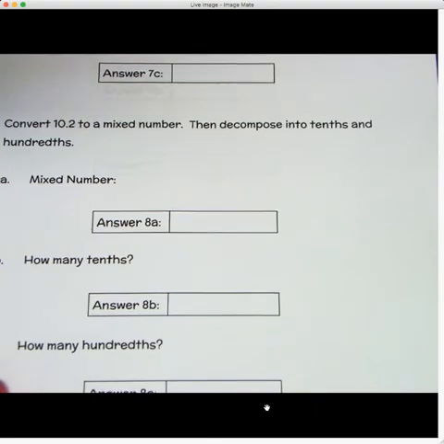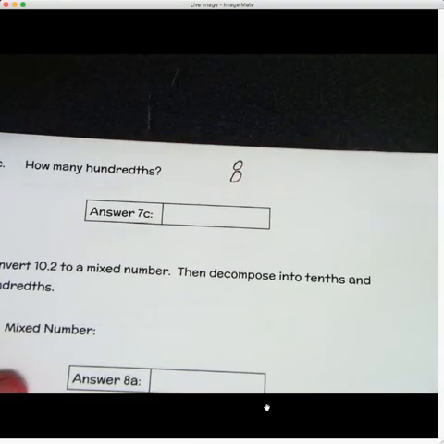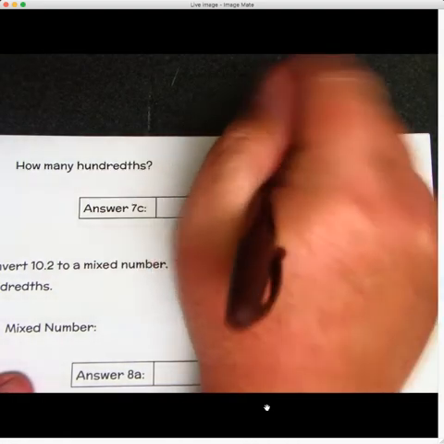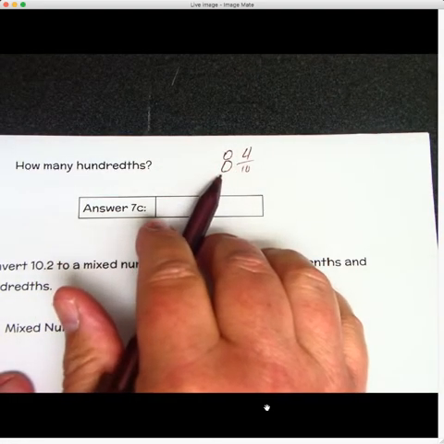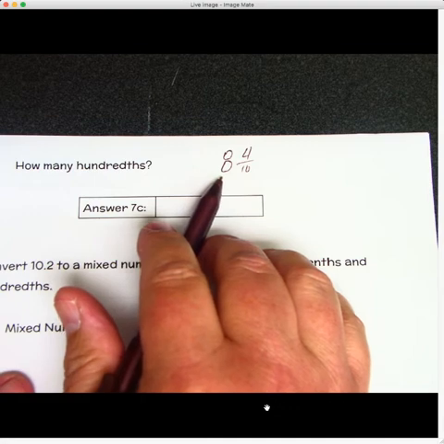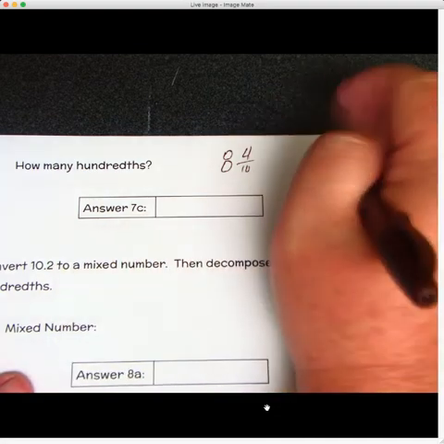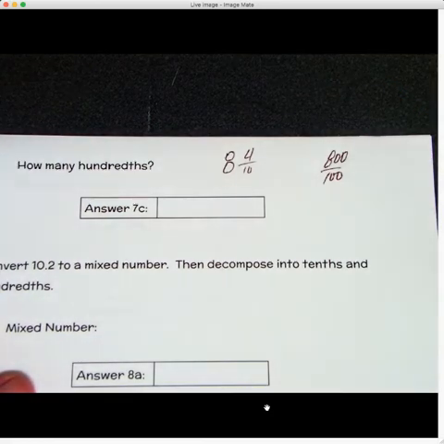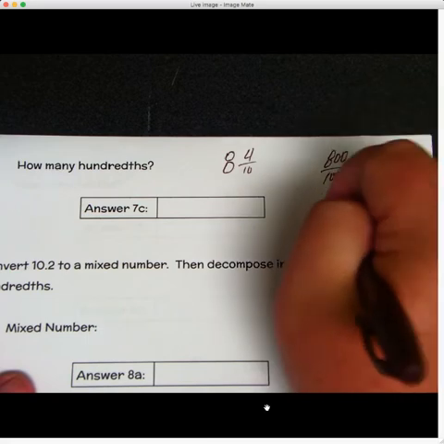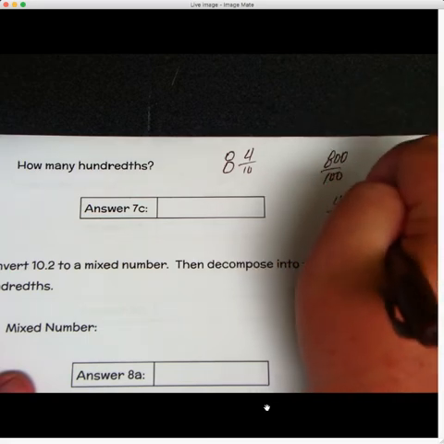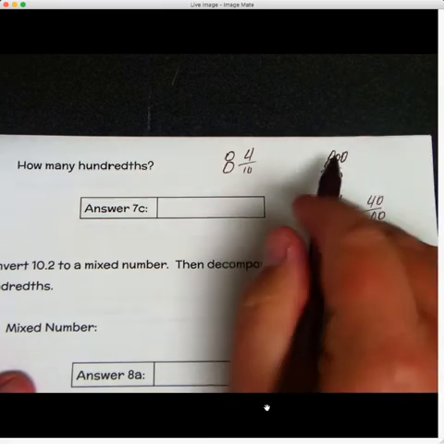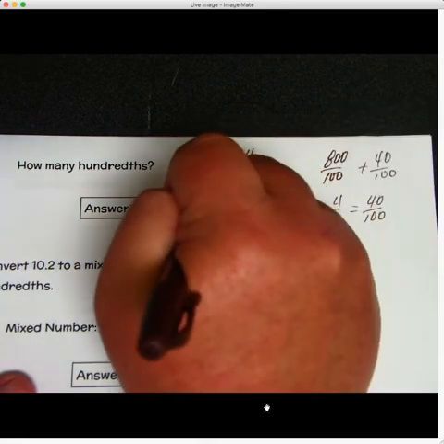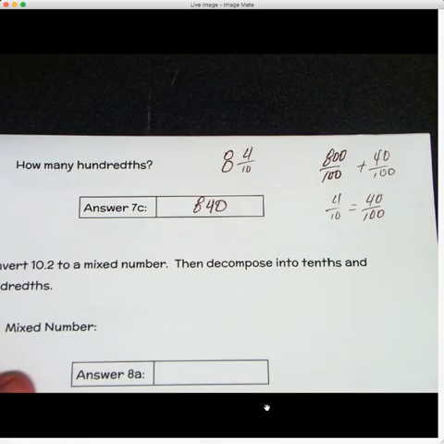How many hundredths would that be? What was the number? 8 and 4/10. Okay. If I wrote this as hundredths, I'd have to write 100 hundredths 8 times. What's 8 times 100? I'd have 800 hundredths. And then 4/10, I'm going to need to make that hundredths. That would be 40 hundredths. So 800 hundredths plus 40 hundredths would be 840 hundredths.